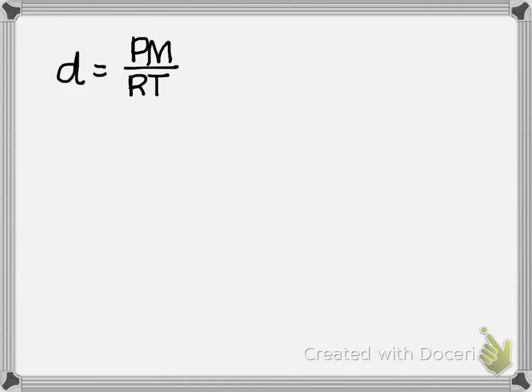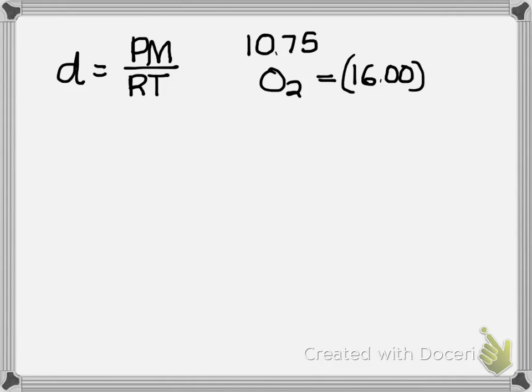So the problem I want to look at is 10.75 in the back of your textbook. Let's record the information that they've given us. It asks, what is the density in grams per liter that oxygen has? We know it's O2, so the molar mass is going to be 16 times 2, because I have 2 oxygens, so that is 32 grams per mole.